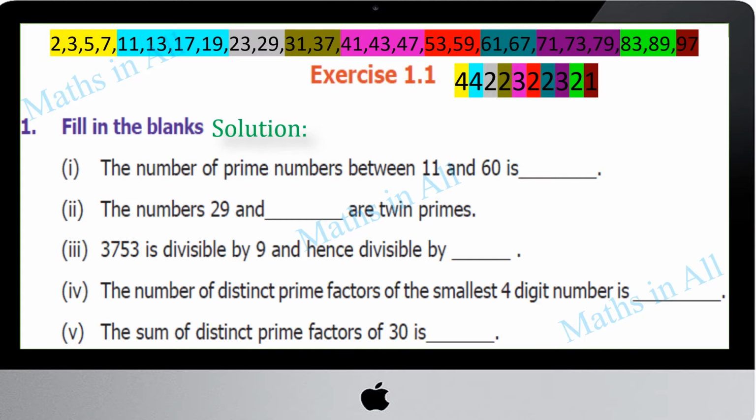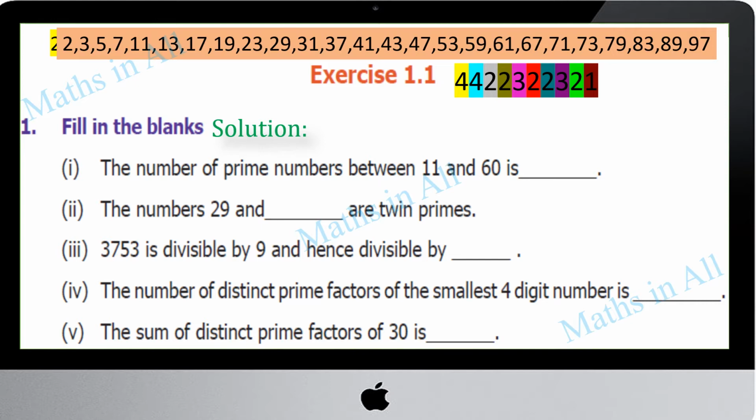So 44, then 22, and 3 is the mid number, I think the 5th number. So before 3 there should be 22, and after 3 also 22. Clear? So last 3, 2, 1. Like a rocket launch, 3, 2, 1, right? So that 1, you have to keep in mind, because 97 is the only prime number in the last 10, right? Okay. So let us select the prime numbers once again: 44, 223, 22321. Fine.